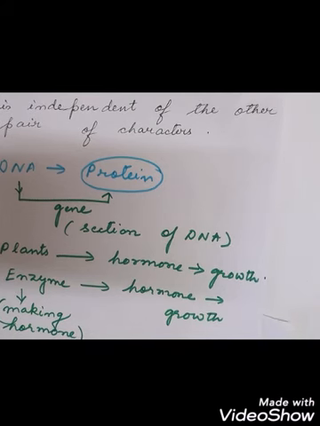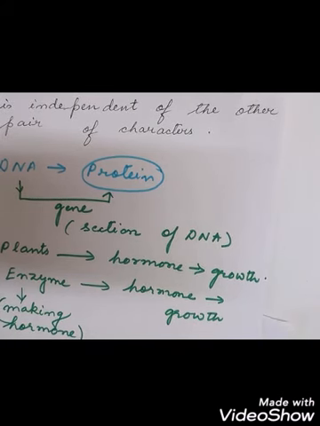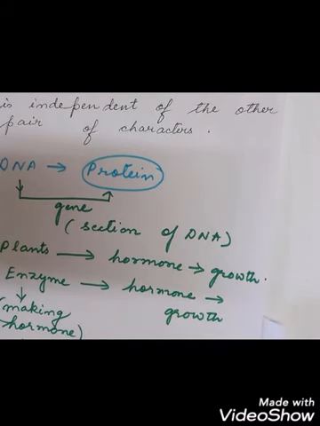Whatever segregation is done, both are done independently. They are not related to each other. So this is independent assortment. We have to assort them independently. Okay. So these are the three laws: law of dominance, law of segregation, and law of independent assortment. So the dihybrid cross shows the law of independent assortment, where you can see two pairs of traits are combined to form a hybrid, and then segregation of this takes place independently of the other pair of characters.